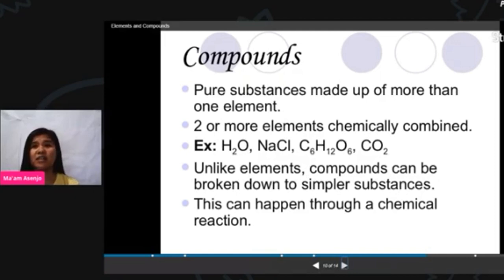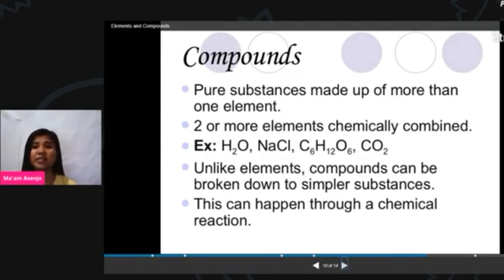On the other hand, compounds are pure substances that are made up of more than one element. So compounds are basically 2 or more elements chemically combined. For example, 2 atoms of hydrogen and oxygen, that is a compound named water. NaCl is the sodium element and the chlorine element combined, that becomes a new substance which is called sodium chloride, or commonly called the table salt that we use in our food.